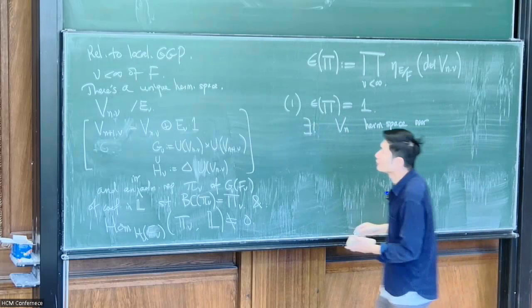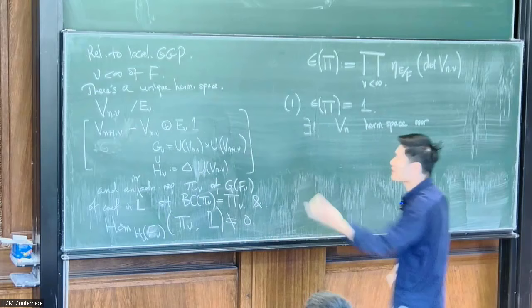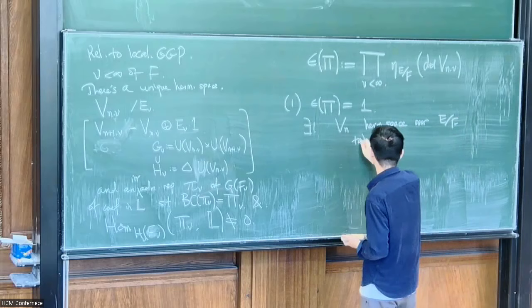Okay, sorry, the index always means the rank. Okay, I won't say this anymore. So V_n is the rank n over E/F. This is totally positive definite.